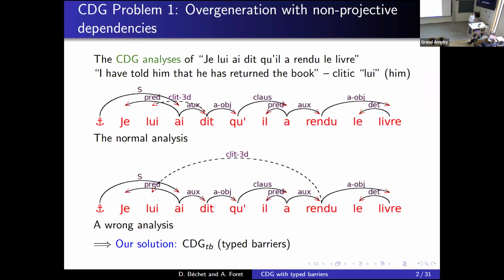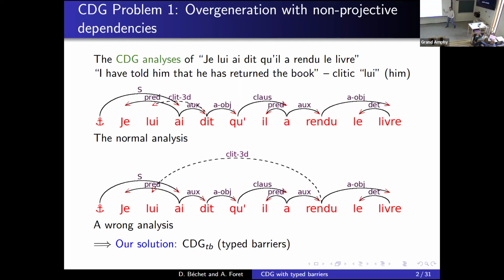I can show you the problem with natural languages. Here we have a sentence that corresponds to "I have told him that he has returned the book" in French. The normal analysis says that we have a clitic that corresponds to "him," and this clitic must be before the verb. You can see we have a non-projective dependency between the verb and the clitic "lui."